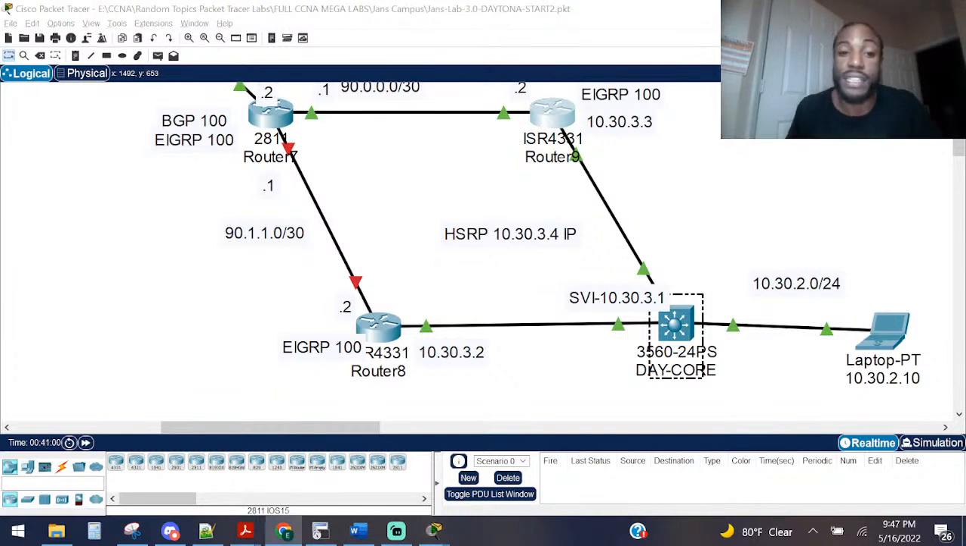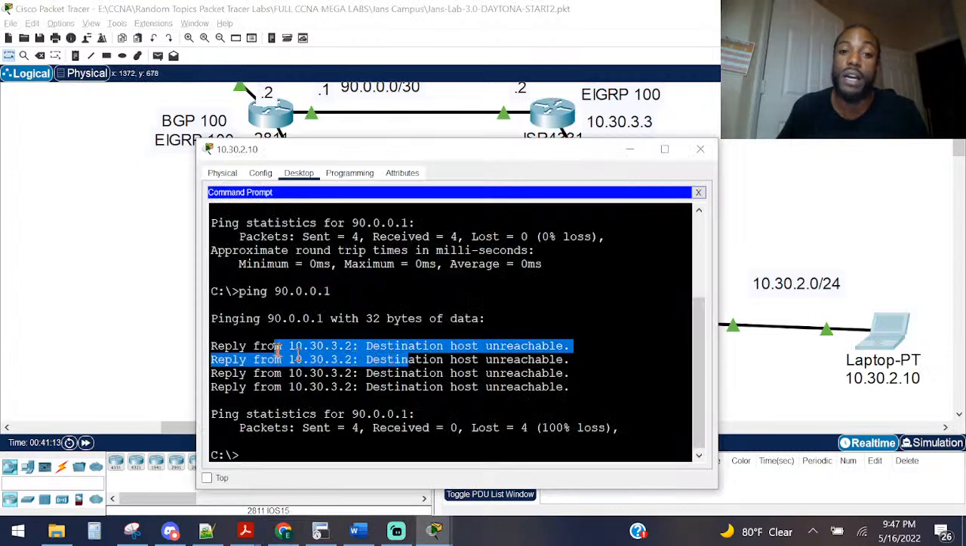Chicks25 said the link is still up. Which link are you talking about? Which link? Specify. Dave W said, can you now run a trace route from laptop to router 7? Let's see what happens. 90.0.0.1. Well, we already died there.